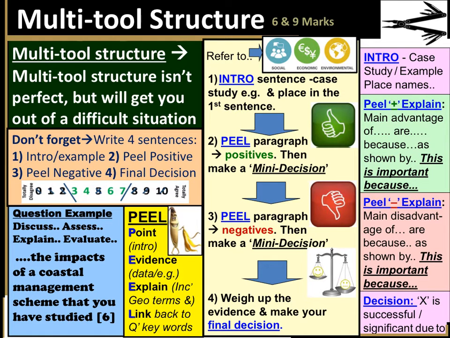On the screen here we've got the multi-tool structure. If you're in any doubt at any point about the command words, so discuss, assess, evaluate, to what extent, all those kind of extended command words, if in doubt use the multi-tool structure, which is in the yellow box here. You've got the introduction, so name the place. Also, number 2, you've got the positives, so what's going on, make a mini decision, so words like this is significant, this is important, this is effective, this is successful. They don't all fit in every question, but those are your decision words. And where it applies, give some negatives as well, and also number 4, write a conclusion.